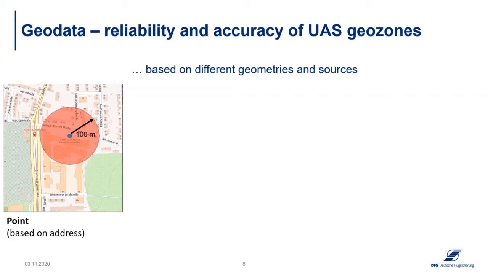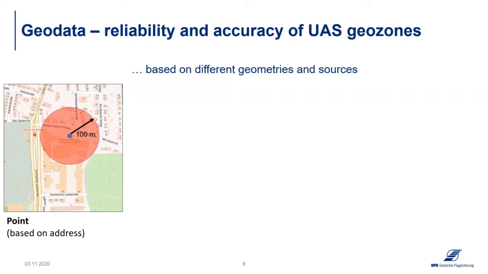Depending on the reliability and accuracy of the geodata, the accuracy of the UAS geozones also changes. Sometimes this can be several hundred meters, which, when you think about the speed of a drone, could be very negative. As an example, here is the UAS geozone of a hospital in Germany based on different data sources and modeling approaches. The protection zone is 100 meters by law, here the red areas.